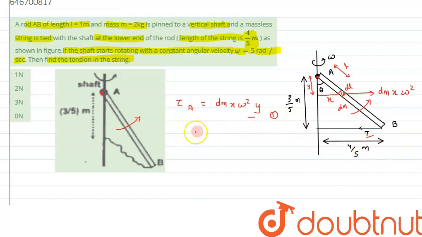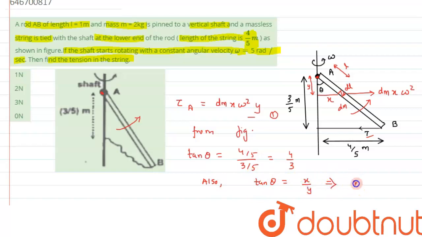From the figure we can analyze the value of tan theta. Tan theta comes out to be opposite upon adjacent, that is 4 by 5 divided by 3 by 5, so this comes out to be 4 by 3. Also, if we carefully analyze this small triangle, tan theta is x by y, so the value of y can be written as x upon tan theta.